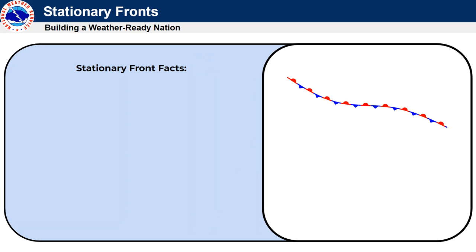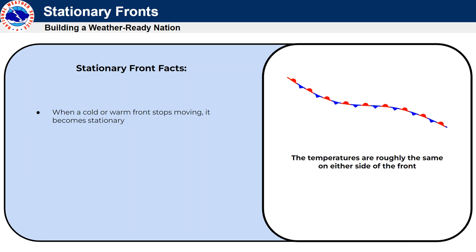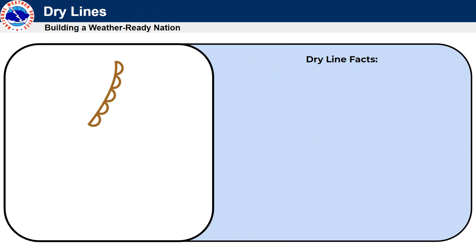Now let's talk about stationary fronts. Stationary fronts really occur when the cold and warm air masses stop moving. They're not moving in any particular direction, and therefore that front becomes stationary. Temperatures on each side of the front are typically about the same or fairly close to the same. You can get active weather along the stationary front, since those fronts do act as a source of lift for showers and thunderstorms.